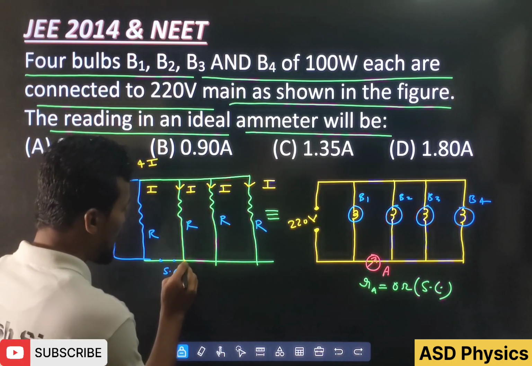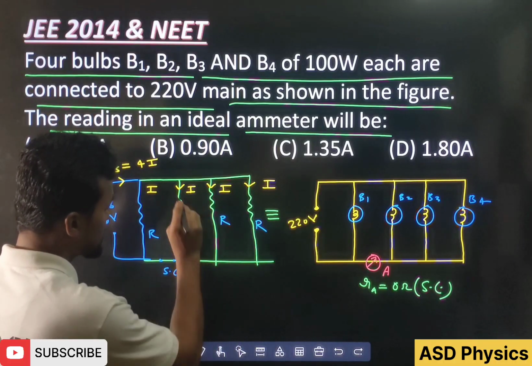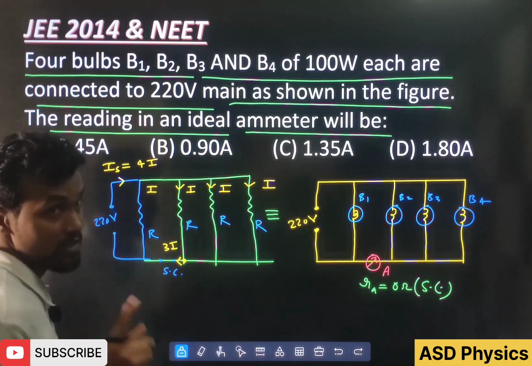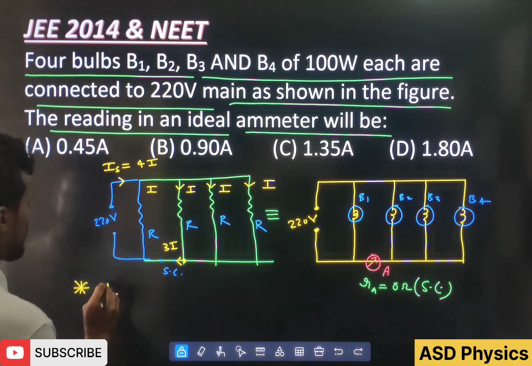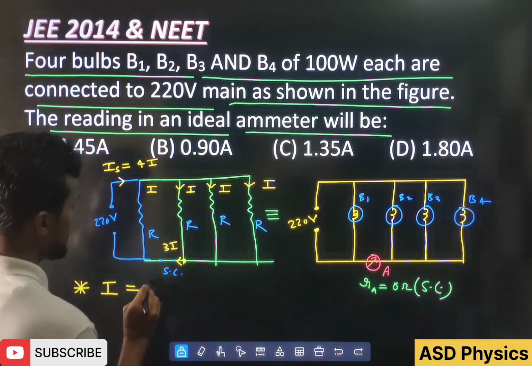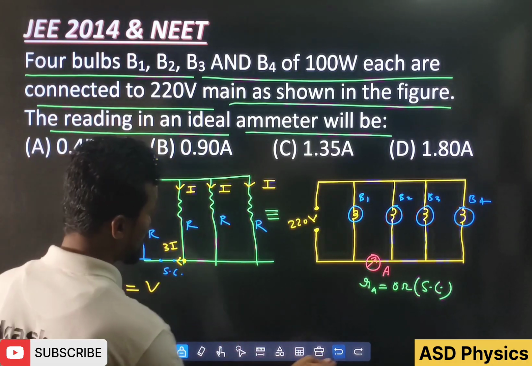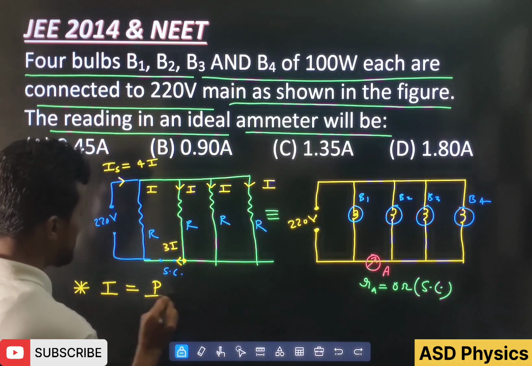But remember that if I apply KCL here, I is coming, I is coming, I is coming. That means in this ammeter, 3I current will come. Now if I ask what is the value of I, the current through one bulb, we can write P equal to VI. So I means P by V here.